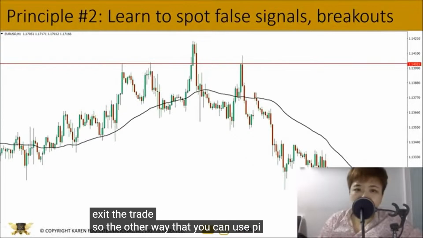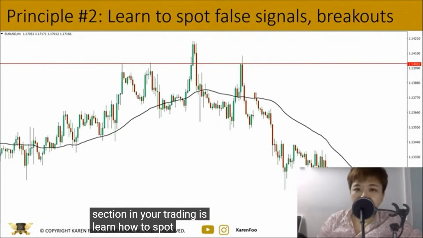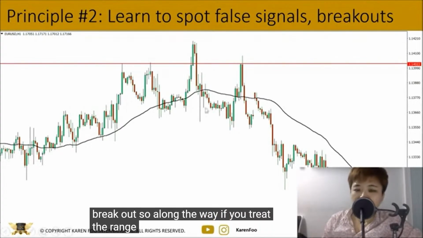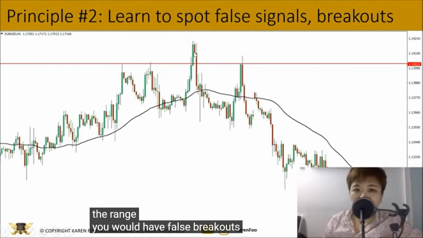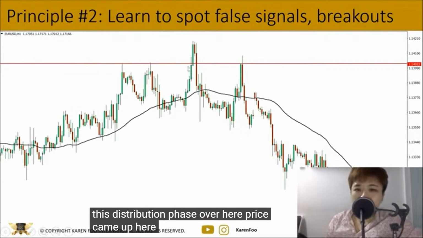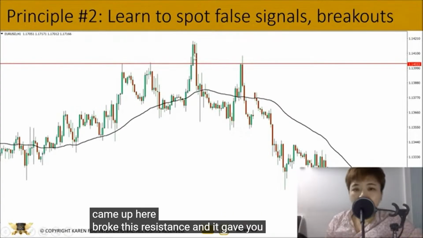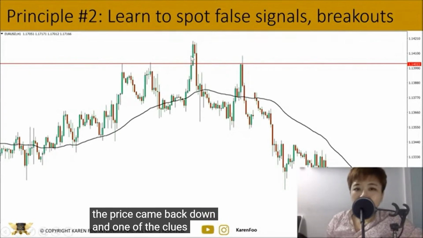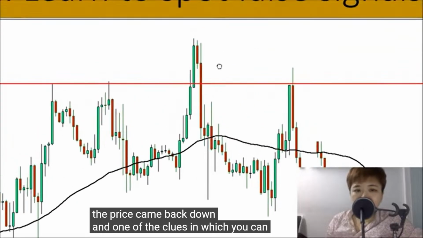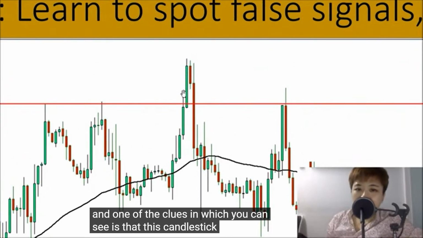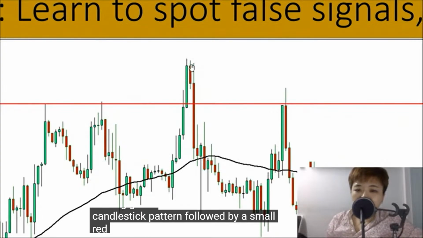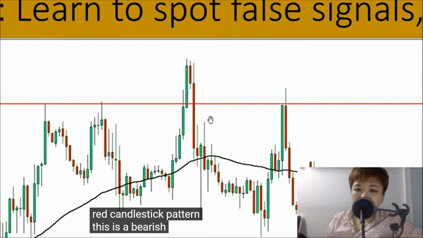So the other way that you can use price action in your trading is to learn how to spot false signals and also breakouts. So along the way, if you trade the range, you would have false breakouts. If you look at this distribution phase over here, price came up here, broke this resistance, and it gave you a false breakout, because right after that the price came back down. And one of the clues you can see is this candlestick pattern, this big green candlestick followed by a small red candlestick, this is a bearish pattern.